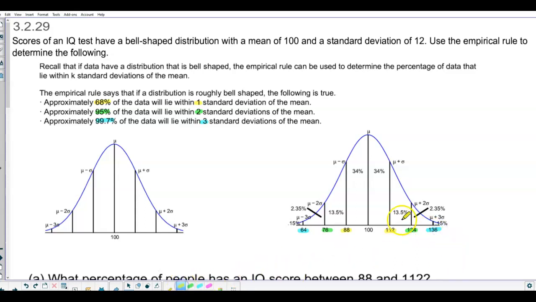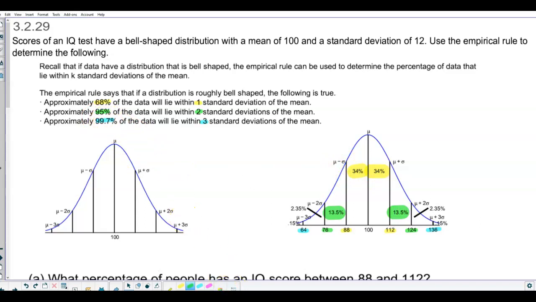So if it's within one standard deviation above and below the mean, the empirical rule tells us that 68% of the data is going to fall within that one standard deviation of the mean, which means we have 34% here. Add them up, and that gives us 68%, one standard deviation below and above the mean. Now, if we go two standard deviations above the mean, it's going to be 95%. So if we add that 13.5 to the 68, it's going to give us 95%.